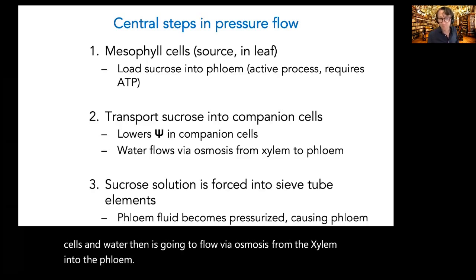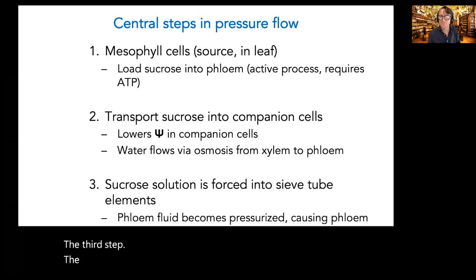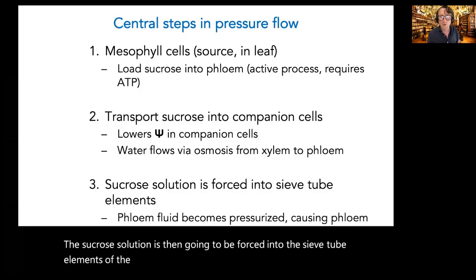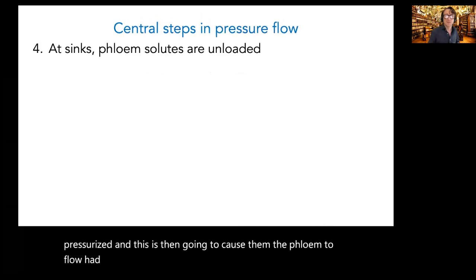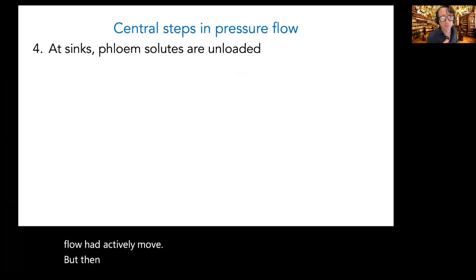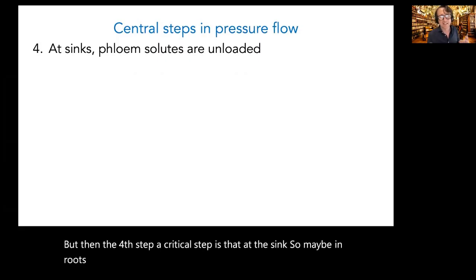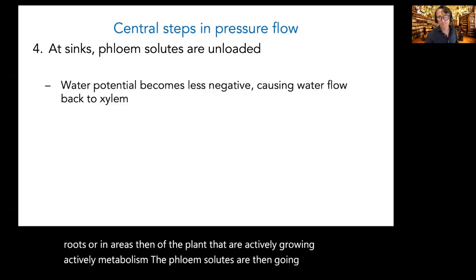The third step, the sucrose solution is then going to be forced into the sieve tube elements of the phloem, and the phloem then becomes pressurized. And this is then going to cause the phloem to flow, okay, to actively move. But then the fourth step, a critical step, is that at the sink, so maybe in roots or in areas of the plant that are actively growing, actively metabolizing, the phloem solutes are then going to be unloaded.